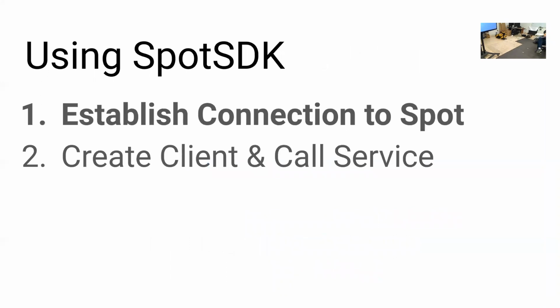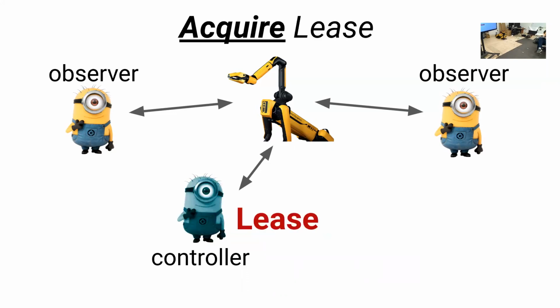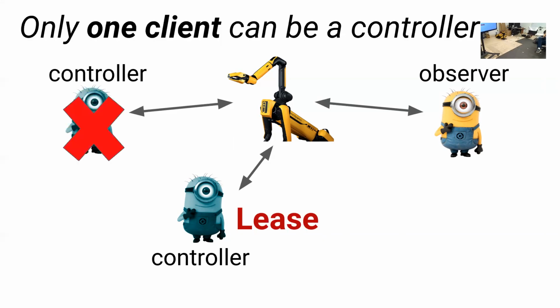How do you establish the connection to Spot? The concept to know here is this picture of connectivity. You have the robot and a bunch of computers, and by default they are just observing. You can stream camera images without controlling the robot. Let's say one of the computers, for example the tablet, wants to control the robot. What it needs to do is acquire a lease. That's how the system knows that this computer has control authority over Spot, and only one computer can control it at one point.